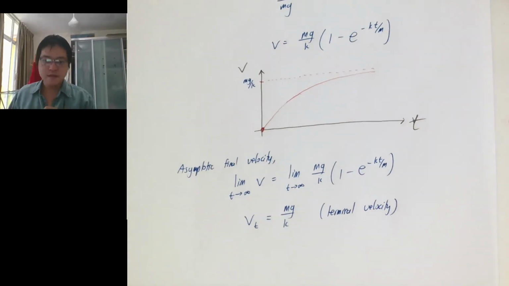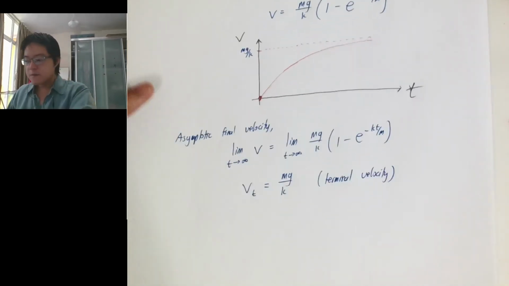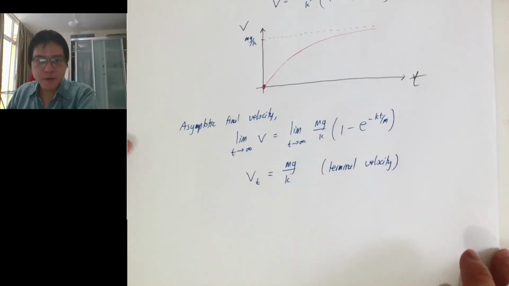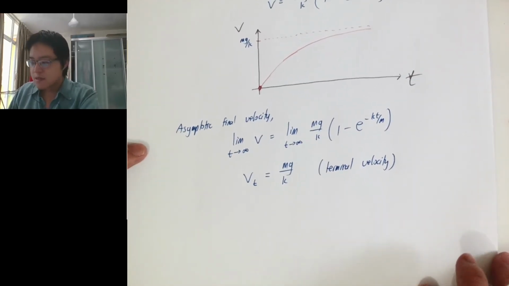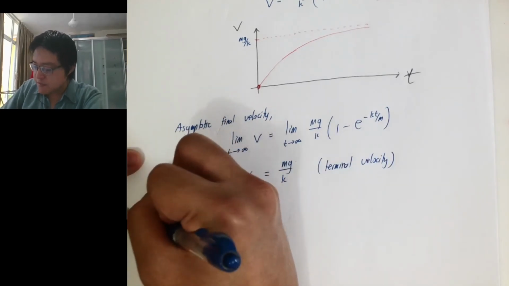This is the terminal velocity. So now, this is a mathematical way to get your answer. Another way to get terminal velocity. And this is the definition of terminal velocity.